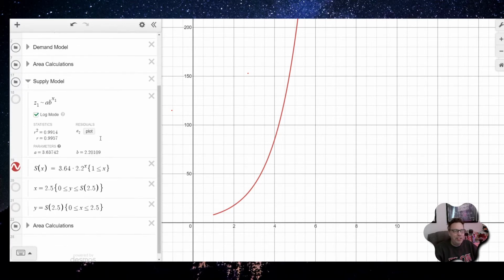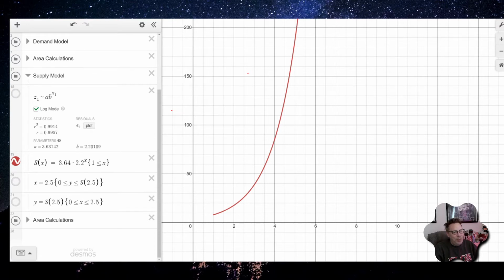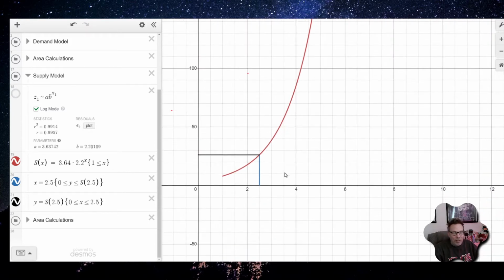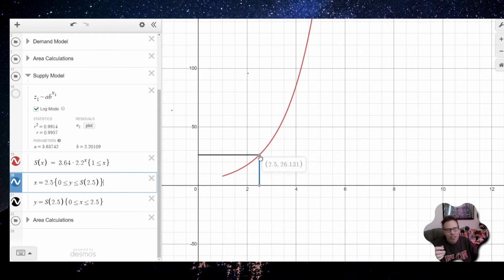Again, I'm going to hide the points. The idea here was to draw a line at x equals 2.5, and then draw a horizontal line over, and compute the area of that rectangle. Well, it's really 2.5 times the height of this function. The height of the function is about 26.13.